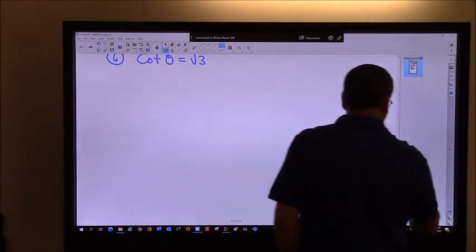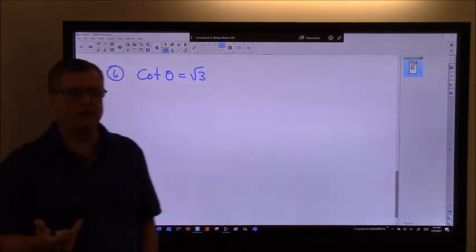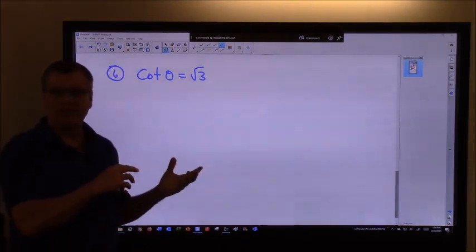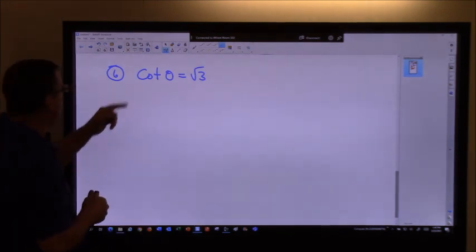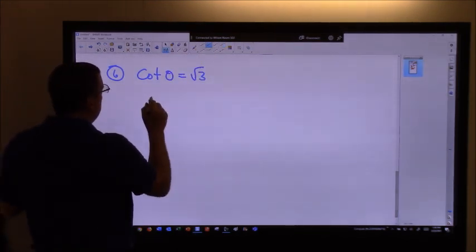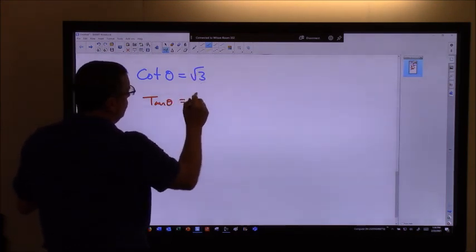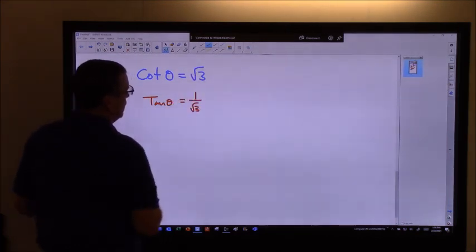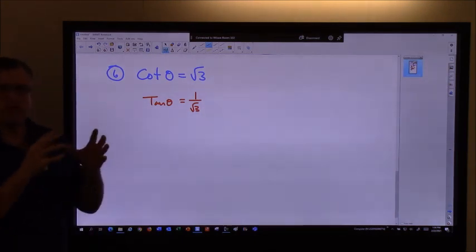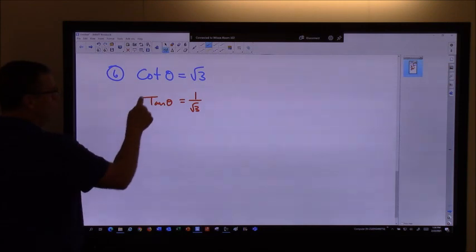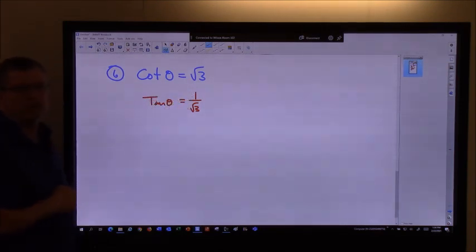All right, so kind of the same thing as before. I don't like to work with secants and cosecants and cotangents if I don't have to. So I'm going to say that the tangent of theta equals 1 over root 3. And I'm not going to rationalize this because when I look at the unit circle, I want to think, where do I do sine divided by cosine and get 1 over root 3?